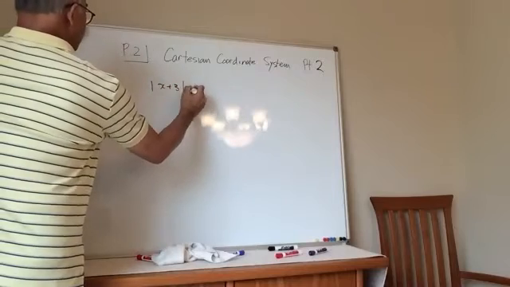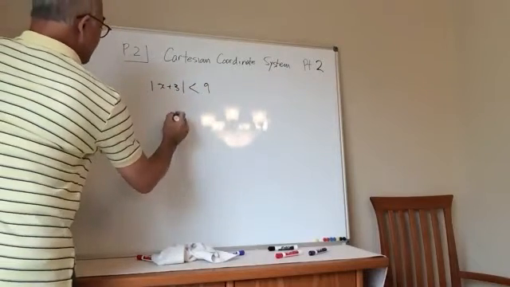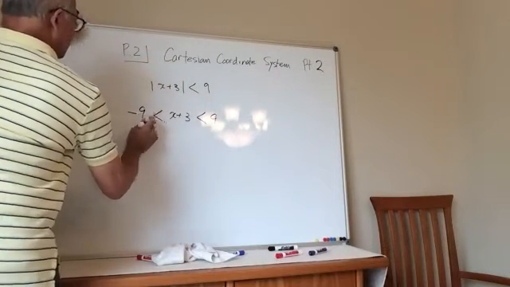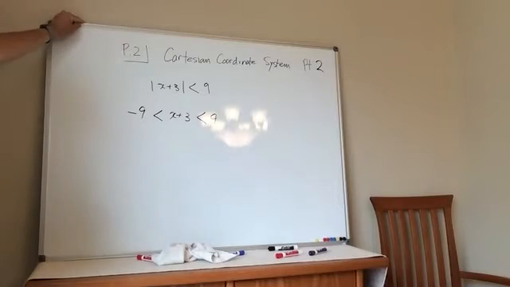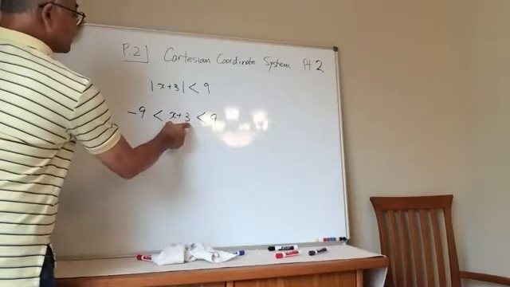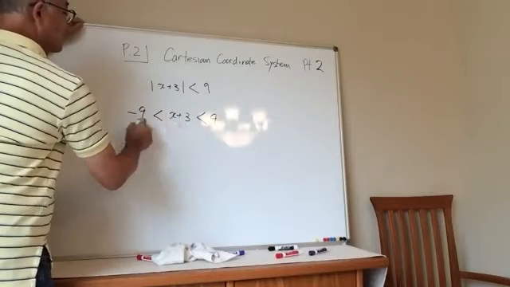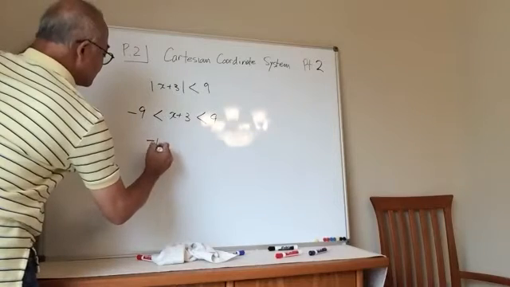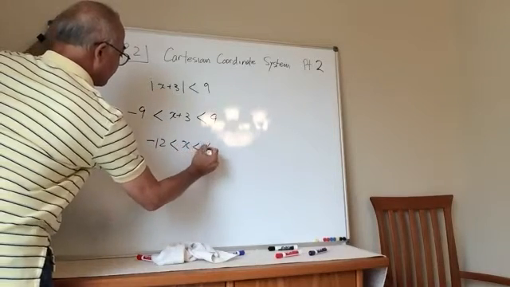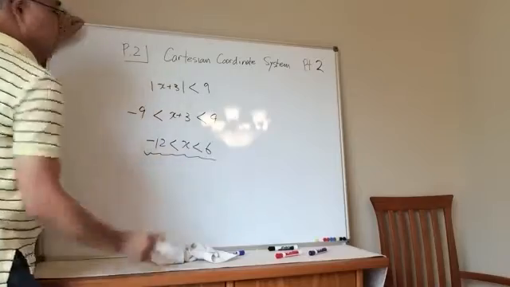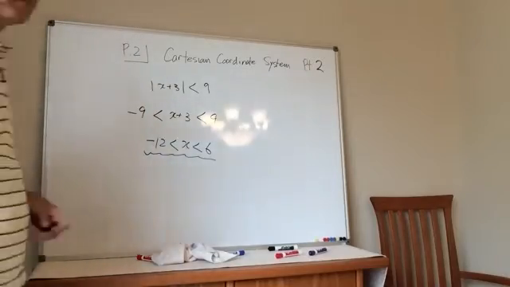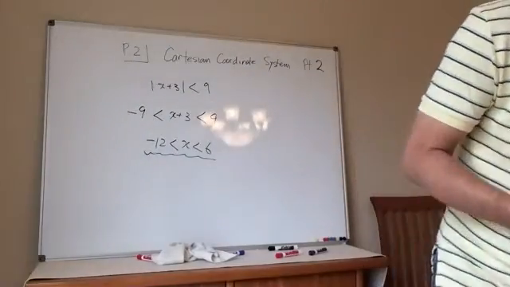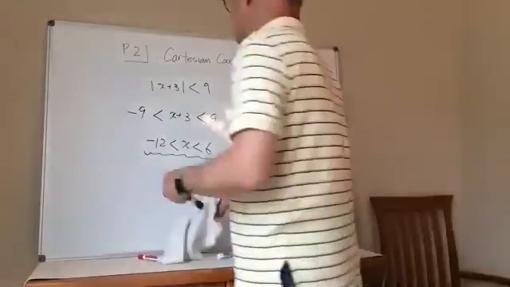|x + 3| < 9, which means that x + 3 has to be between -9 and 9, correct? For the absolute value to be smaller than 9, it has to be in between. If I subtract 3 on both sides, that would be your answer. We're not solving for it, all we're doing is expressing the distance. All right, example number 8.